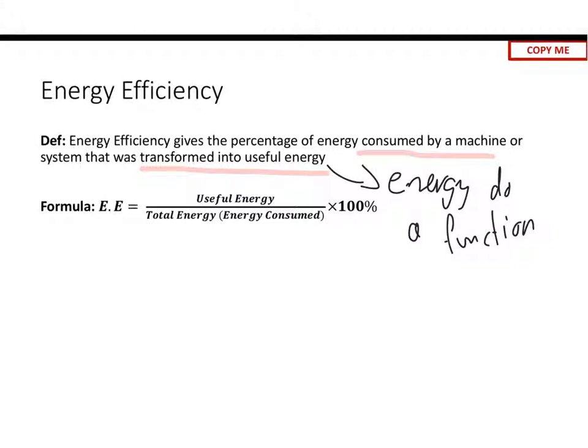If we're talking about a motor, the useful energy would be the energy that the motor transforms into movement. Now, the formula for energy efficiency is actually quite straightforward. It's our useful energy divided by our total energy, meaning energy that you have available going into the system, times 100, because the key thing is that energy efficiency is given as a percentage. So what we're going to do is some practice questions about how to calculate energy efficiency.